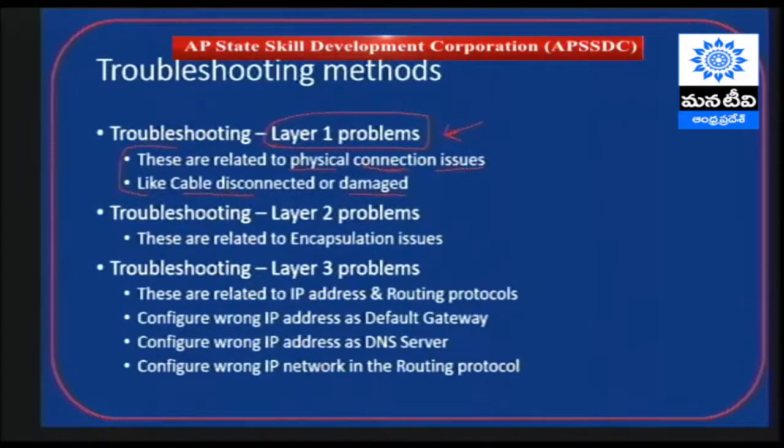So in that, layer 1 is the physical layer. The layer 1 issues we have to address could be related to a cable disconnection, a cable being damaged, or a cable not being connected properly. Next, let's look at what kind of problems exist in layer 2.